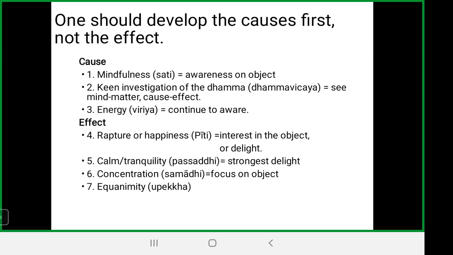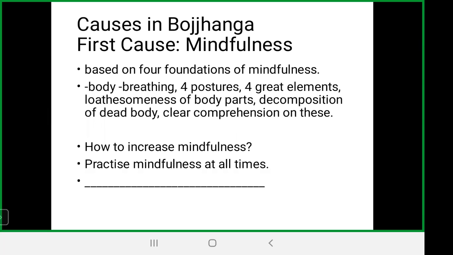The effects mean happiness, delight, interest, and joy. And then the calm, tranquility, strongest delight. Concentration, focus on the object, and equanimity. Now we are going to go through them one by one. I will do some discussion later so you all can join me.